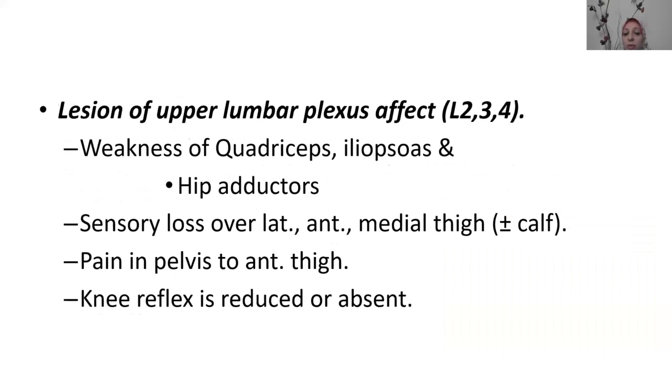So a lesion of the upper lumbar plexus will mainly affect L2, 3, and 4. In this situation, the weakness will be confined to the quadriceps, iliopsoas, and hip adductor muscles, with sensory loss over the lateral and anteromedial thigh and medial calf, with pain in the pelvis and the anterior thigh compartment, and the knee reflex is reduced or completely absent.